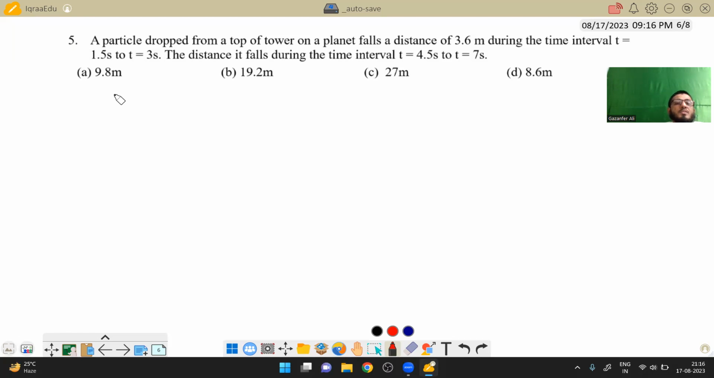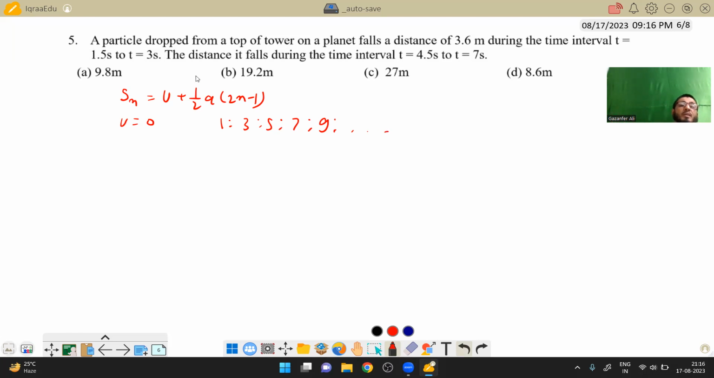If the particle is dropped, the distance traveled by the particle in the nth second is u plus half a (2n minus 1). And you also know that if u is equal to 0, then the distance traveled in the first second, second second, third second is given in the ratio of 1:3:5:7:9. This is the ratio of the distance traveled in the subsequent seconds.